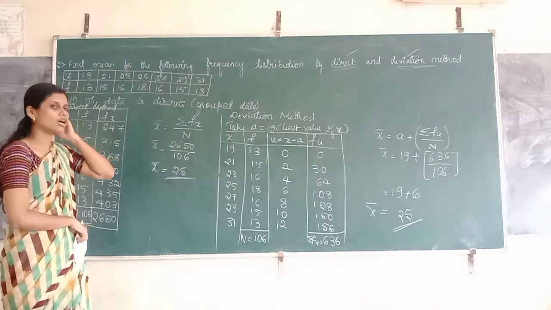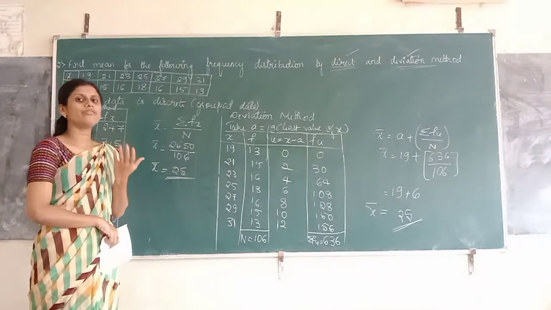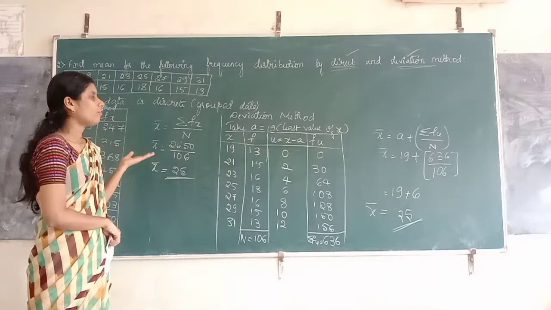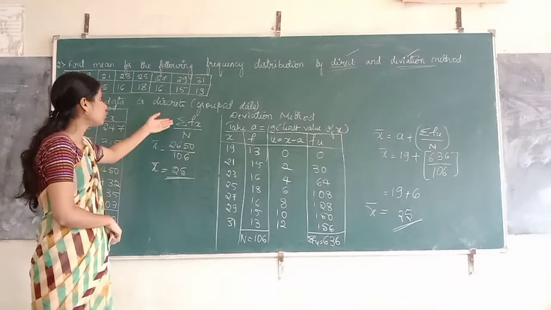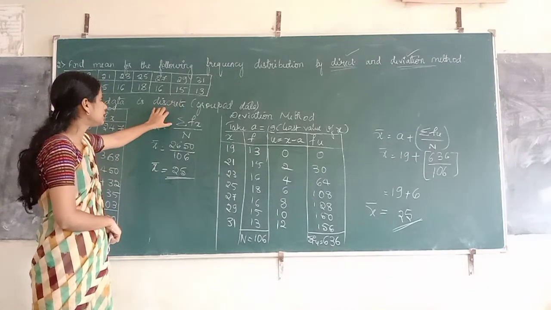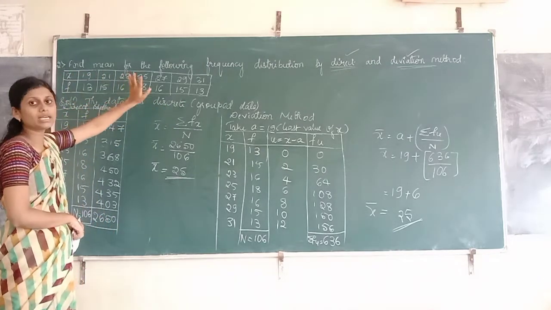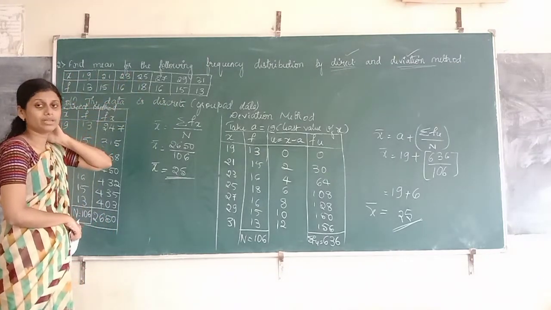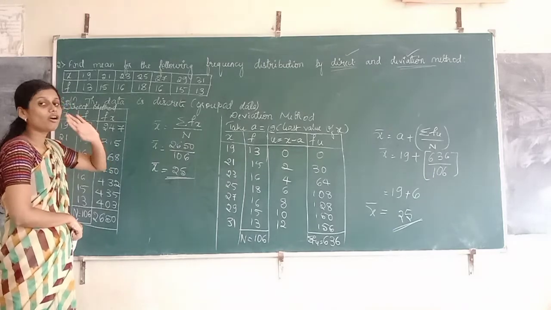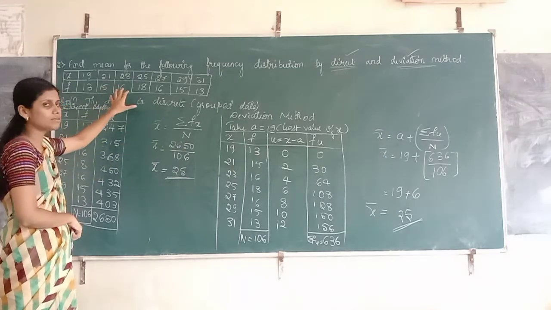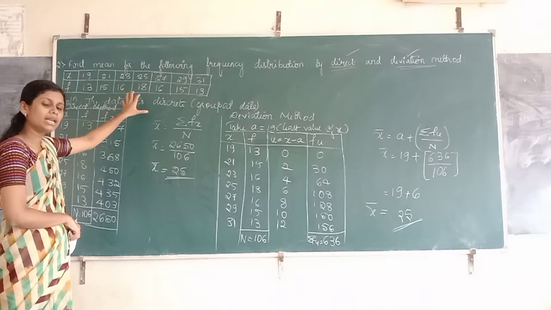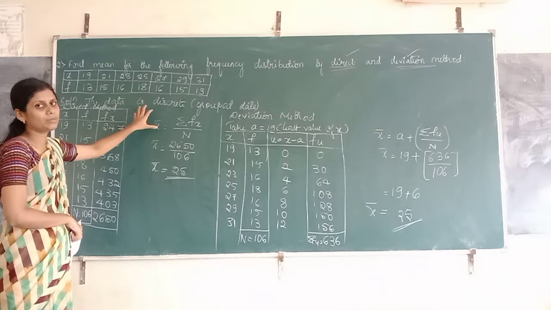So like this you are going to find the mean for grouped data, that is discrete data. In discrete data, values of x will be given, class intervals will not be given, and frequencies will be there. But for continuous data, class intervals will be there and respective frequencies will be there.